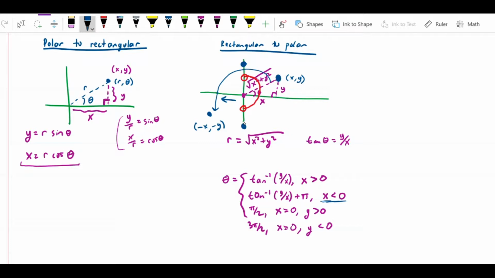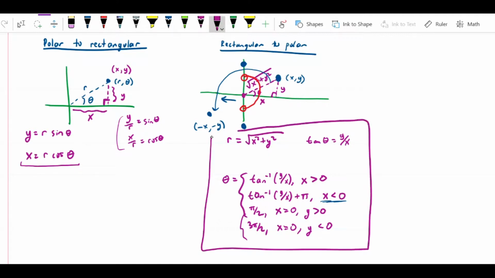So this is actually the rule that you need to find theta given x and y. It's a little complicated because it has four separate cases, but hopefully I've explained what those cases all mean. So this is the rule for rectangular to polar, and this is the rule for polar to rectangular.